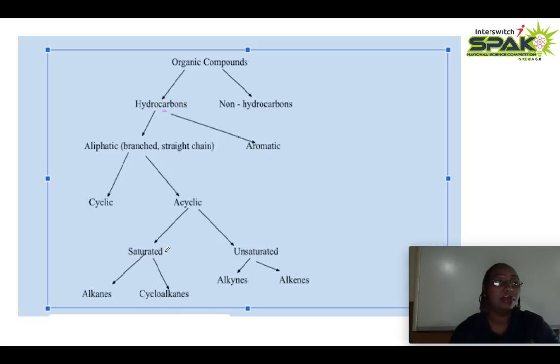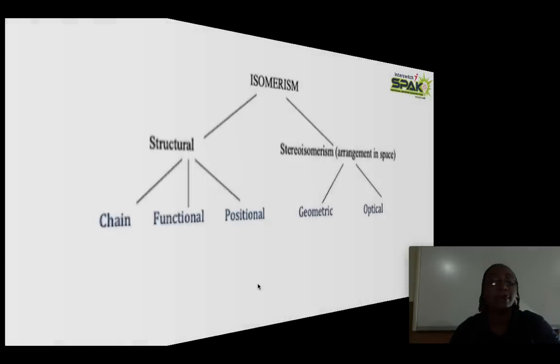Saturated compounds are organic compounds that have single carbon-carbon bonds. While unsaturated compounds have multiple carbon-carbon bonds, which could be double or triple. Saturated can be split further into two: alkanes and cycloalkanes. Then unsaturated, we have alkynes and alkenes.